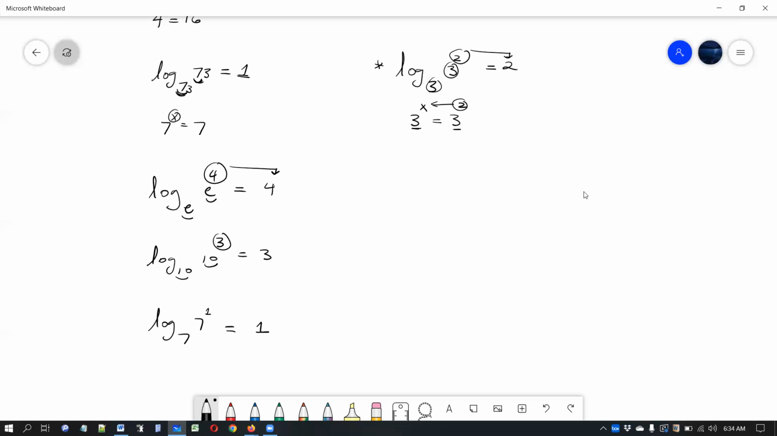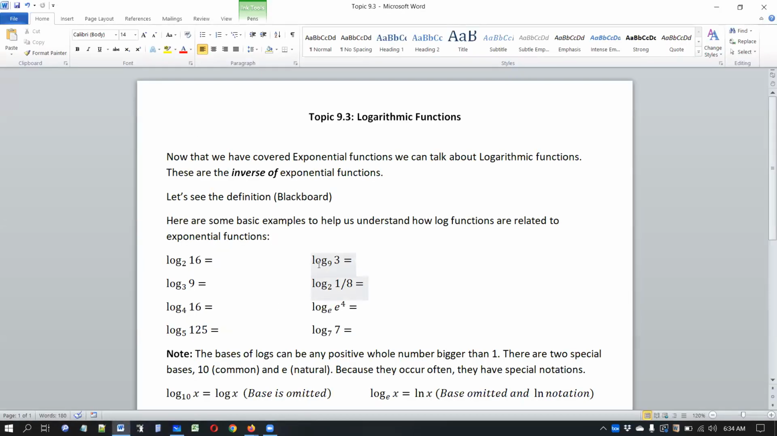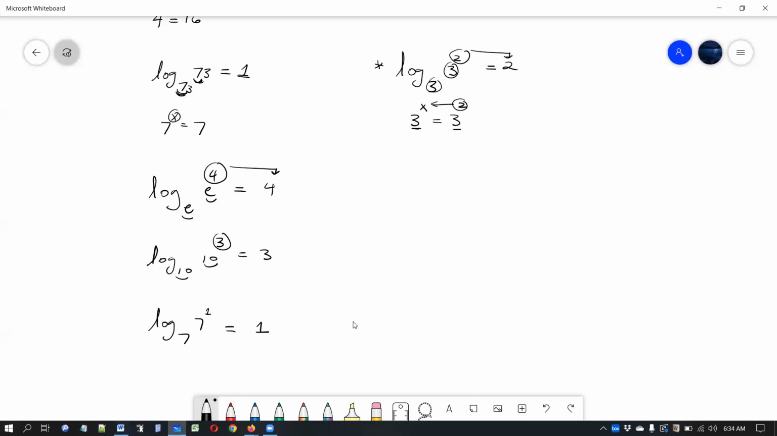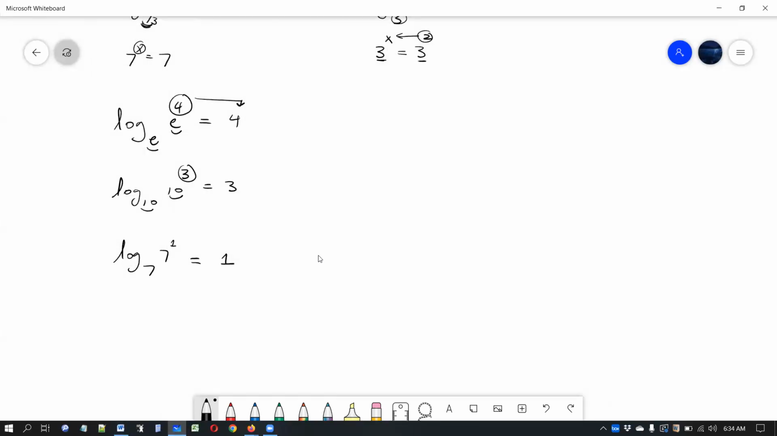Okay. Now, there are a couple of problems here that are a little bit harder, and we'll discuss them now, but later they'll be more intuitive for us. So log base 9 of 3, log base 2 of 1/8. Okay, so let's take a look at that. Log base 9 of 3, log base 2 of 1/8.